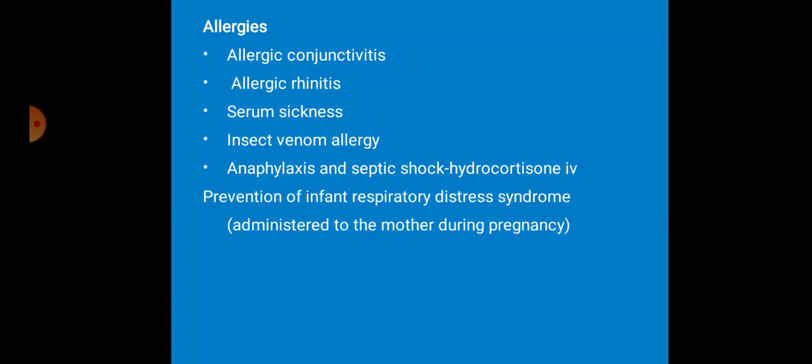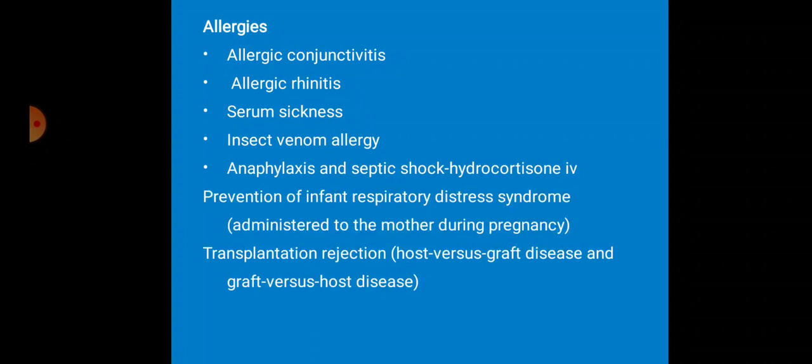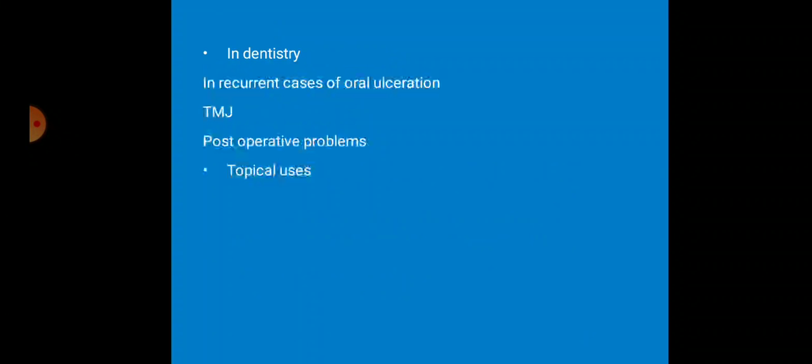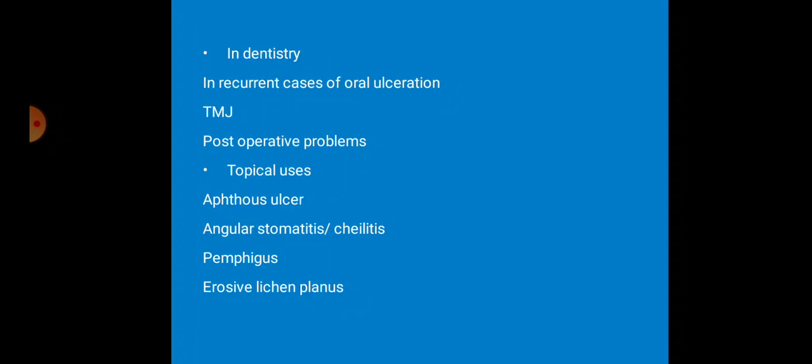Prevention of infant respiratory distress syndrome: usually the delivery or parturition is postponed and corticosteroid therapy is started to promote lung maturity in the infant or fetus. Transplant rejection reactions, it can be useful for both host versus graft as well as graft versus host disease. In dentistry, it has limited uses, but still it can be used in recurrent oral ulceration, TMJ, post-operative problems, and topically for aphthous ulcers, angular stomatitis or cheilitis, pemphigus, erosive lichen planus.